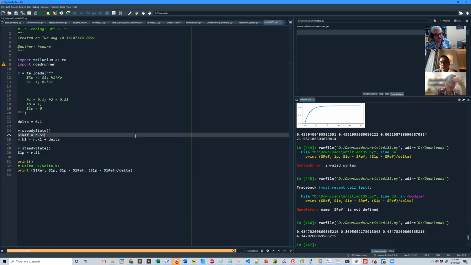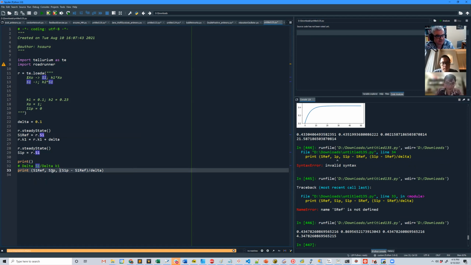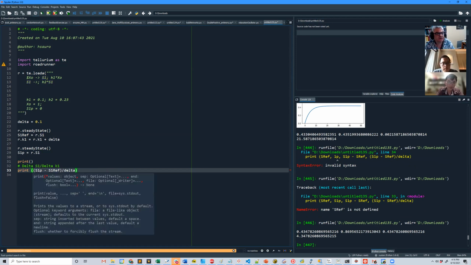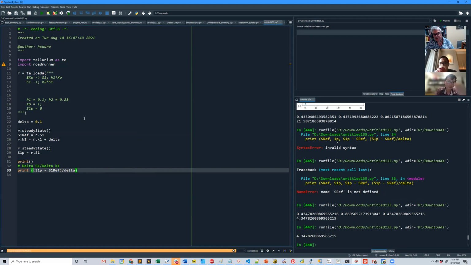So this is now doing the same thing as I did before, but instead of using a time course simulation, I'm using a steady state. And this should be a better way of doing it. In fact, I'm going to get rid of that. So I'm just going to look at the delta, okay? I really don't care about the others now. So there, it's 0.34.